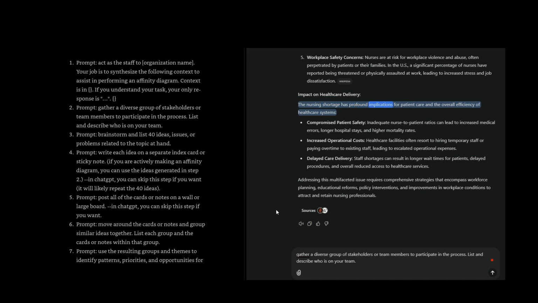The nursing shortage has profound implications for patient care and the overall efficiency of healthcare systems. Compromised patient safety: inadequate nurse-to-patient ratios can lead to increased medical errors, longer hospital stays, and higher mortality rates. Increased operational costs: healthcare facilities often resort to hiring temporary staff or paying overtime to existing staff, leading to escalated operational expenses. Delayed care delivery: staff shortages can result in longer wait times for patients, delayed procedures, and overall reduced access to healthcare services.